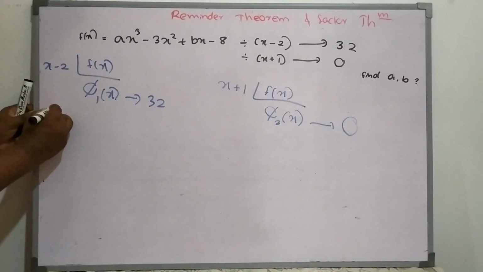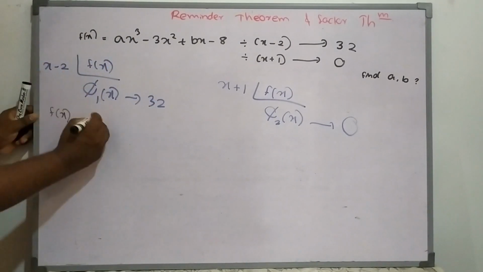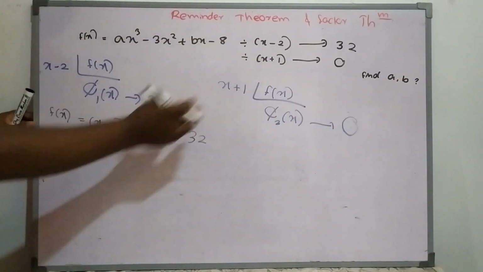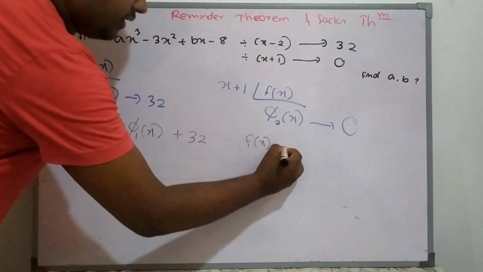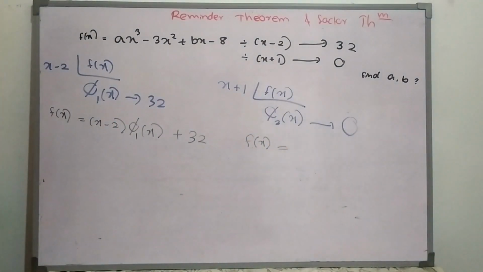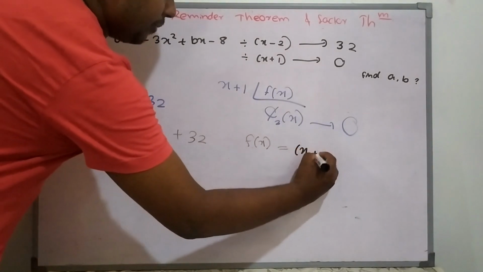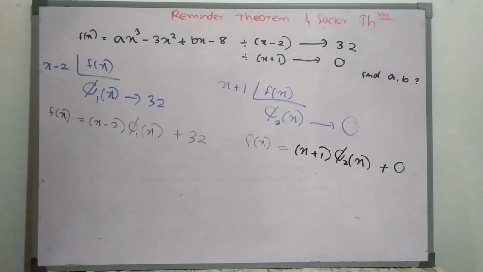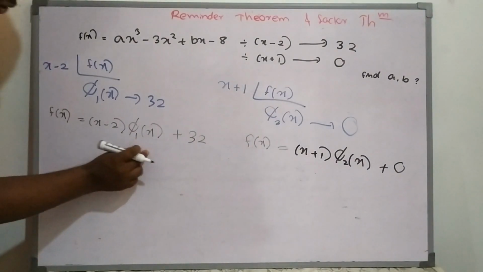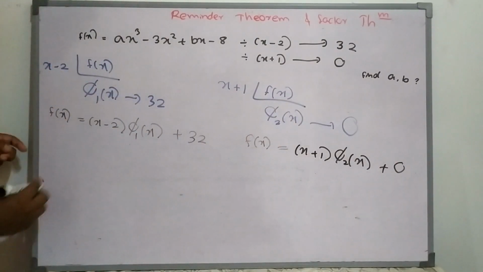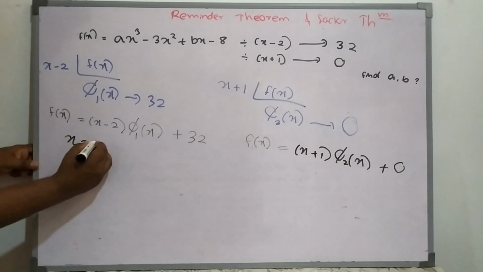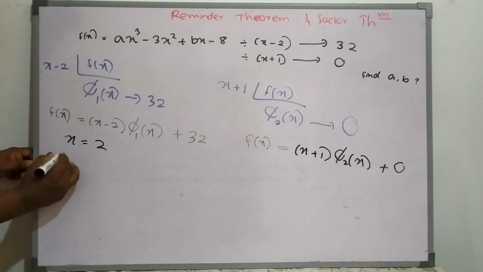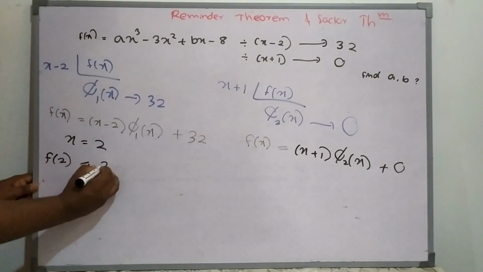f(x) equals (x minus 2) ψ1(x) plus 32, right? Here, f(x) equals (x plus 1) ψ2(x) plus 0. Now we need to remove that ψ1 and ψ2 from our function. I am just putting x equal to 2 into the function. This is f(2), so here 0 and 32 is only remaining.